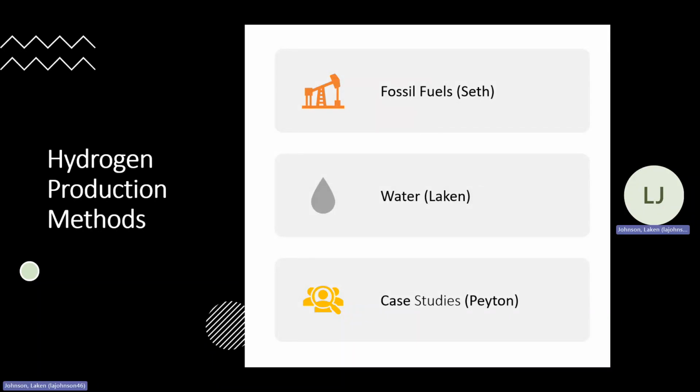Hydrogen production methods: there are a few different ways that hydrogen is produced. I will be going over how fossil fuels are used to produce hydrogen. Laken will be going over how water is used, and then Peyton will cover the case studies for this project.